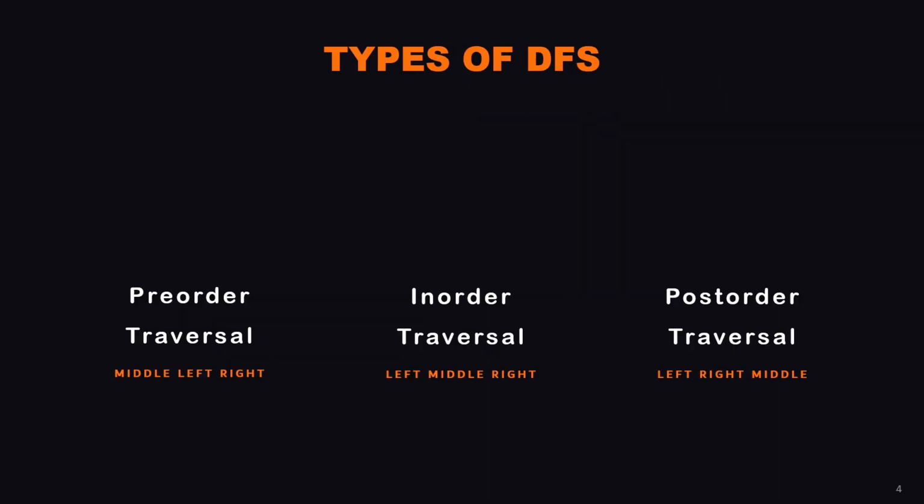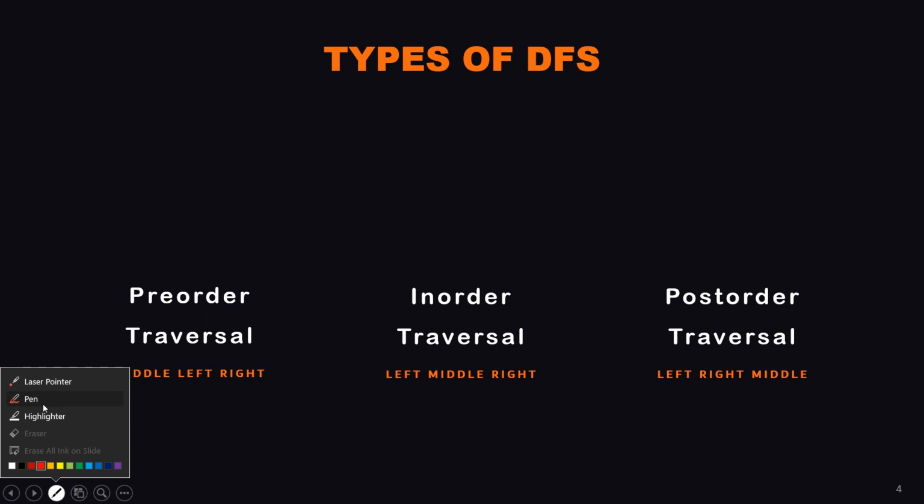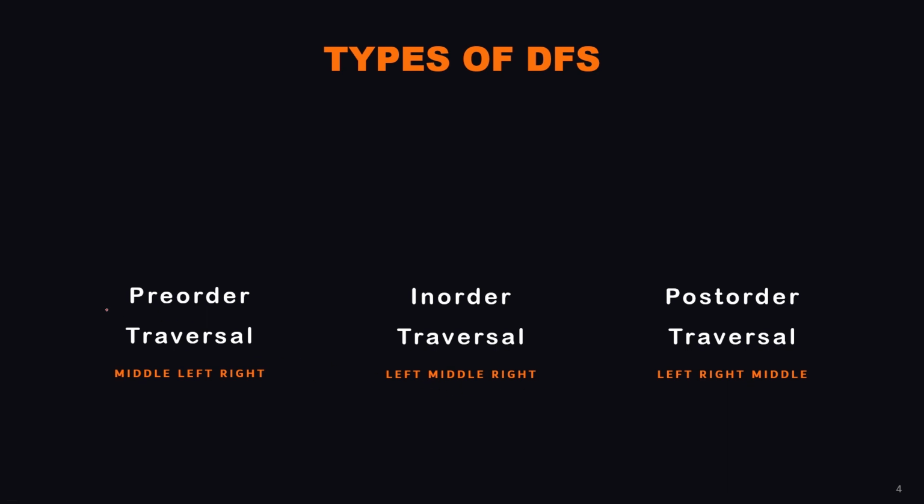There are three types of DFS: pre, in, and post order respectively. The only thing to change here is the middle element. In pre-order, we have the middle element at the very left as the first element, followed by left and right. In in-order, we have the middle value node at the center, left precedes it, and right succeeds it. In post-order traversal, we have the middle node value at the very end of the order. So this was all about pre, in, and post-order traversals.